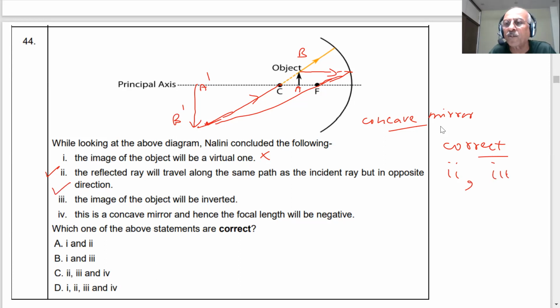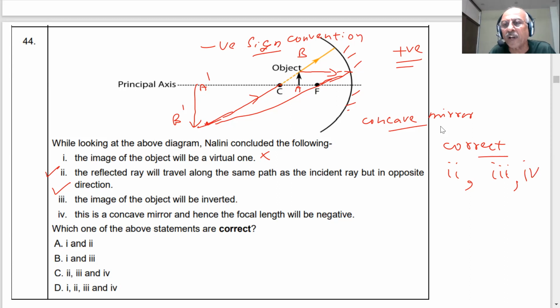Third is also correct. This is a concave mirror, hence the focal length will be negative. Yes, this is a concave mirror. A concave mirror has a negative focal length because of the negative sign convention. In the sign convention, this side is negative, this side is positive. You have studied the sign convention, students. Okay, that is also correct.